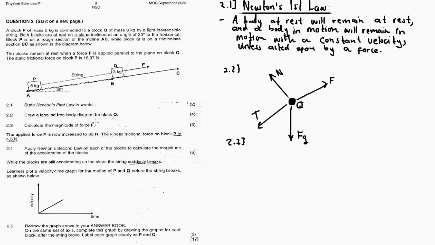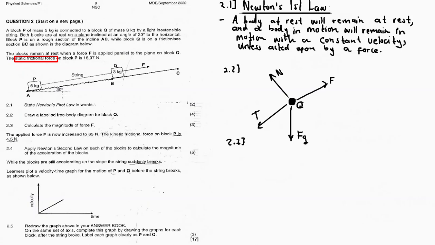So how do we calculate F? We calculate F by looking at the information they gave us here. So what did they give us? The static frictional force. They gave us the static frictional force at block P, which is 16.97 Newton.